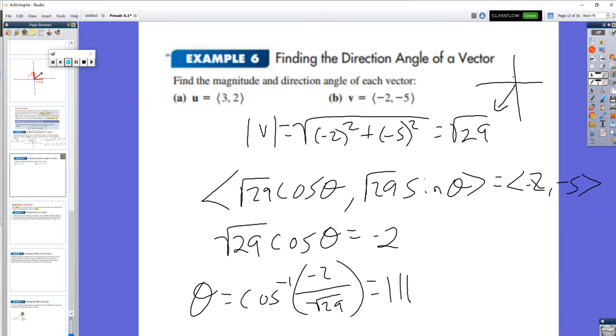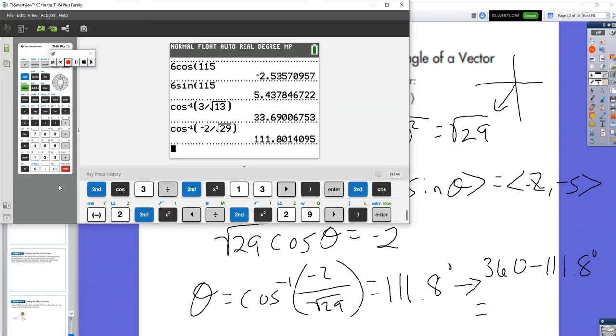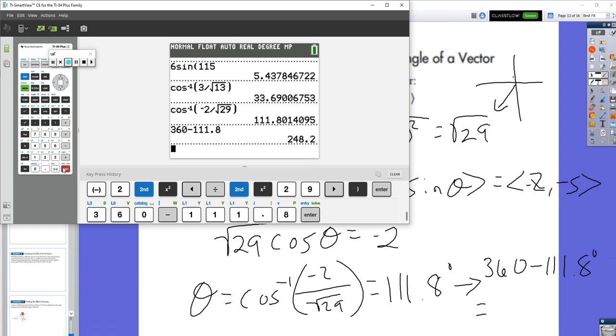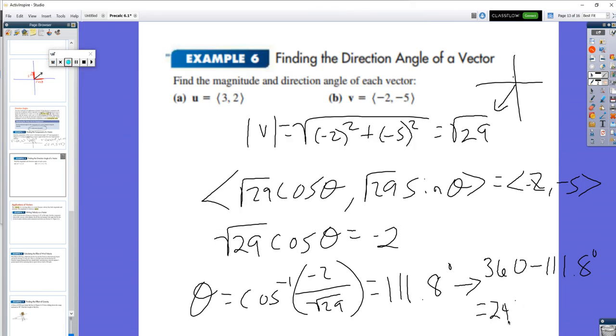But 111.8 degrees is not the value because it's in quadrant 3. 360 degrees minus 111.8 is your value, and you can get about 248.2 degrees. Now that makes sense. That's hanging out in quadrant 3. That is in between 180 and 270.